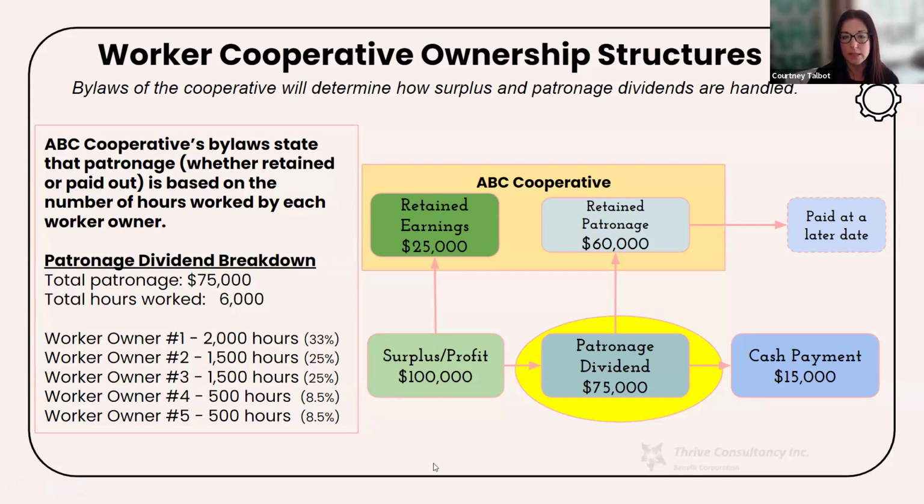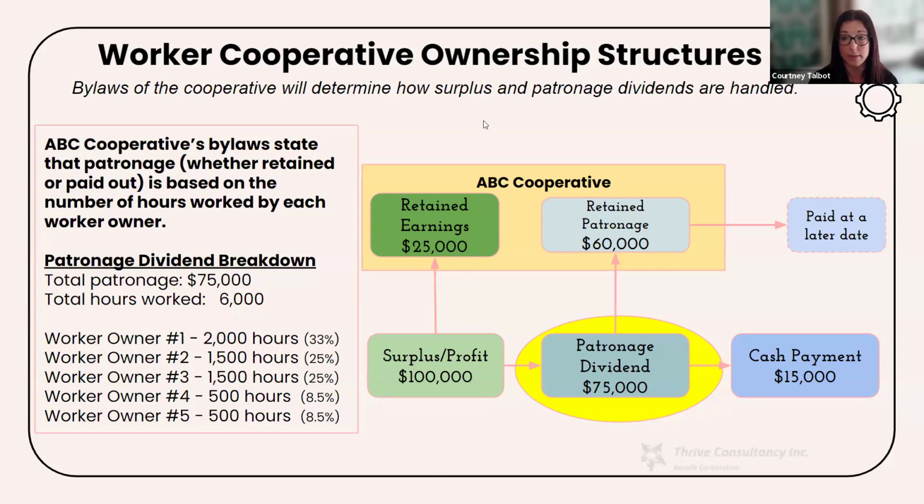Okay, so on the left-hand side, we have some information. We know the total patronage is at 75,000. Once again, our profit was 100,000. The co-op keeps 25% automatically. The remainder goes to the worker owners. And so it looks like those 5 worker owners over the course of a year worked 6,000 hours. And there's the breakdown. There's a couple different rates there, right? Worker owner 1 worked the most and will get the biggest share of the patronage dividend. Worker owners 4 and 5 worked the least, but they will still get a percentage equivalent to what they worked.